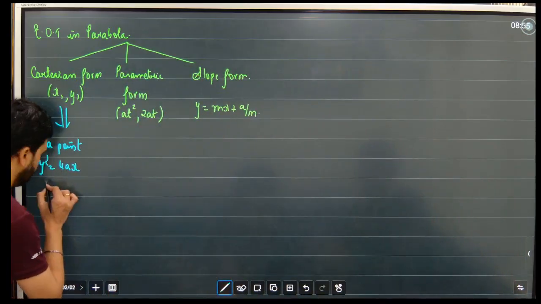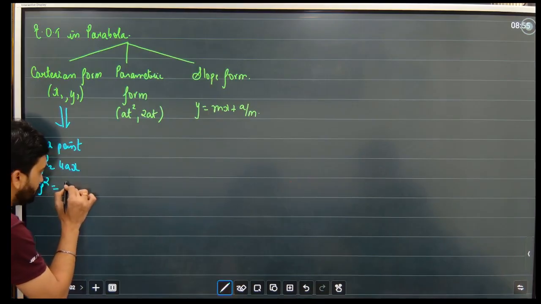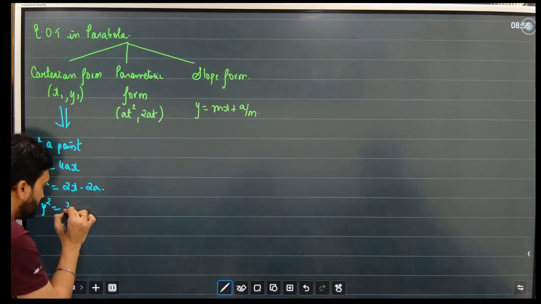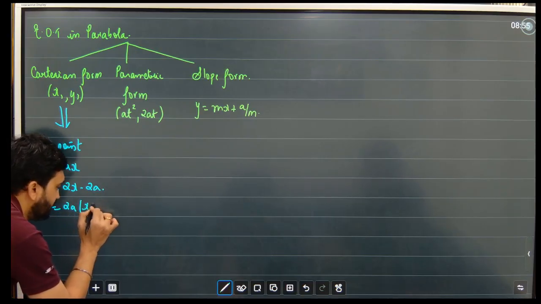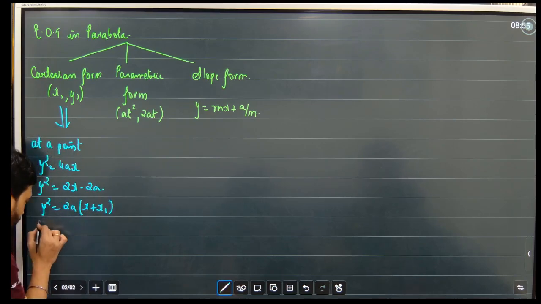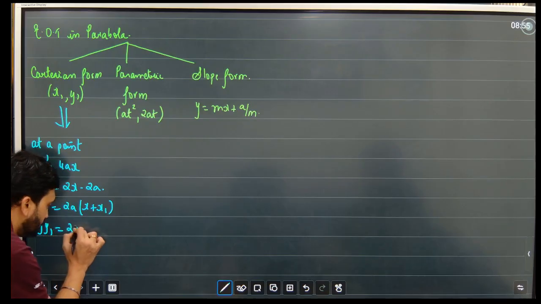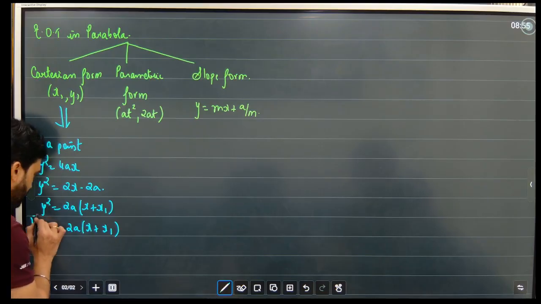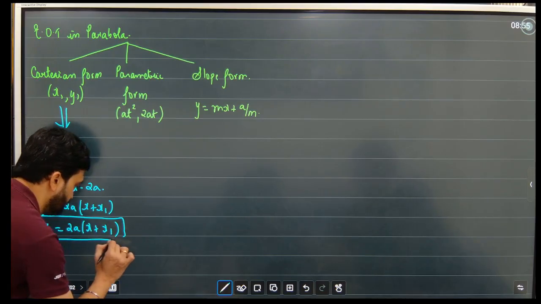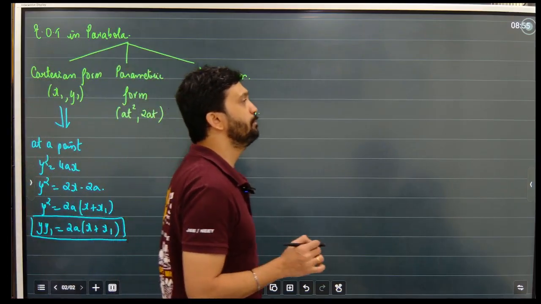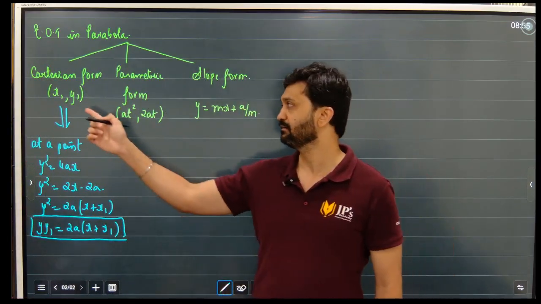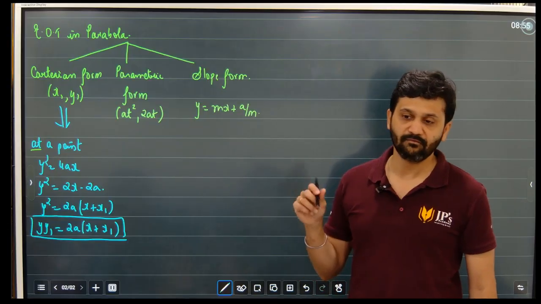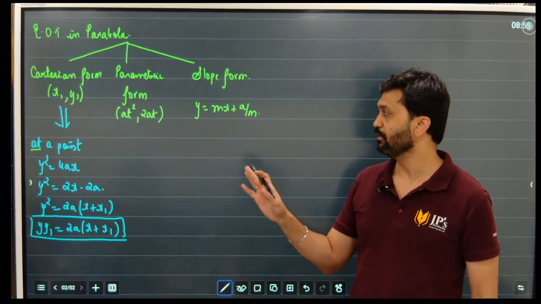So what I'll do is I'll write it like this: y square is equal to 2x into 2a. So y square is equal to 2a into 2x, and I can write 2x as x plus x1, and y square I will write as y y1, so y y1 is equal to 2a into (x plus x1). This is the Cartesian form. Whenever you come to know that the phrase is "at a point", the answer is y y1 is equal to 2a into (x plus x1).